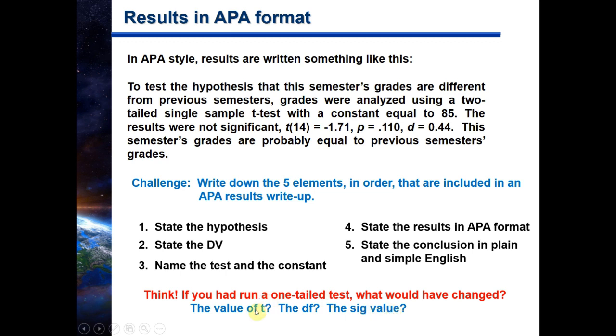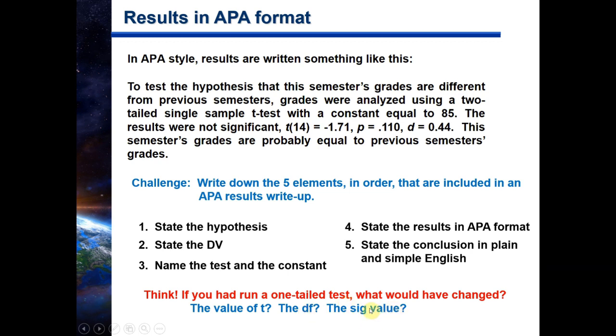There is a formula for t, and it doesn't change depending on whether you did a one-tailed test or a two-tailed test. That does not change. Degrees of freedom don't change. They are what they are. But the sig value changes.